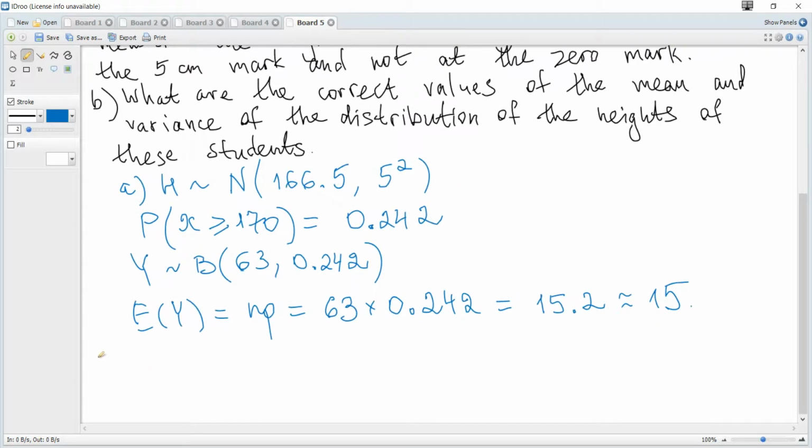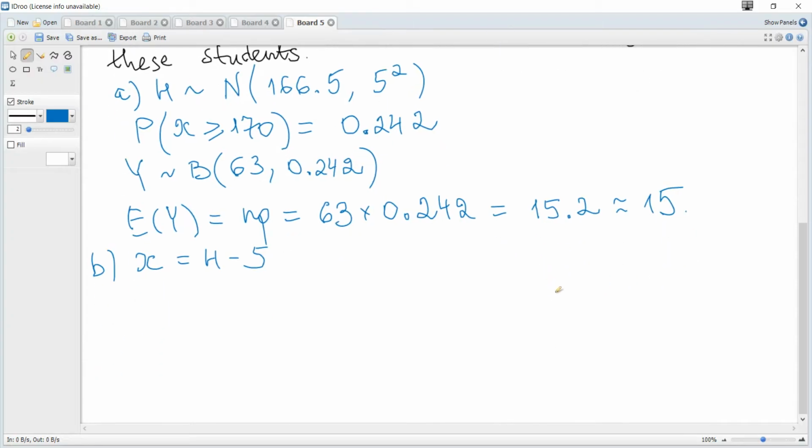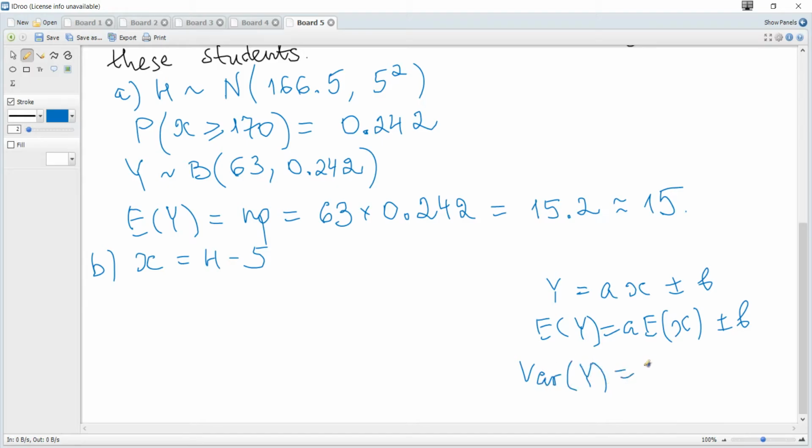So we can consider x to be a random variable, the actual height of the students, and x is h minus 5, and it's a linear transformation of a variable, and it is given in a data booklet. It is given in terms of y, the new variable, and x, the previous variable, so it is given as y is ax plus or minus b, and the expected value of y is a times the expected value of x plus or minus b, and the variance of y is a squared times the variance of x.